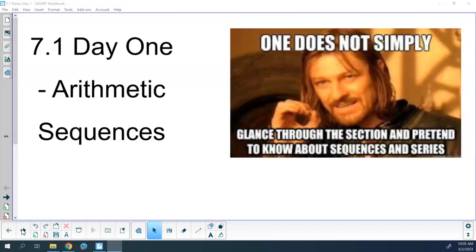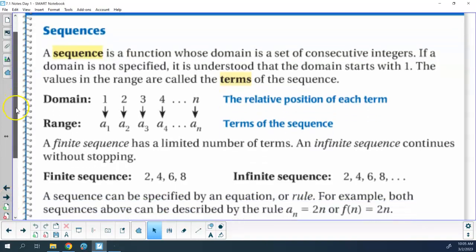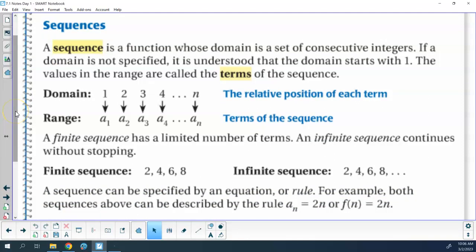So, this slide right here has a lot of words and stuff on it. You don't have to necessarily write everything down off of this slide, but I'm going to talk through it because this is the foundation for this unit. Okay? The terminology, lots of terminologies are on this one. So today we'll talk sequences. Tomorrow we'll get into series.